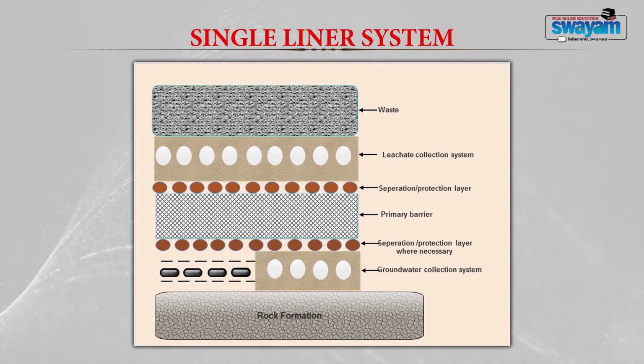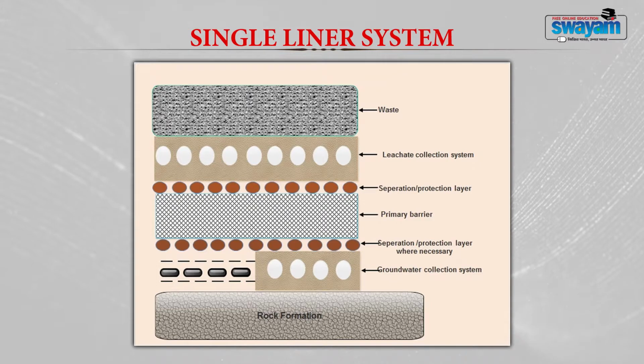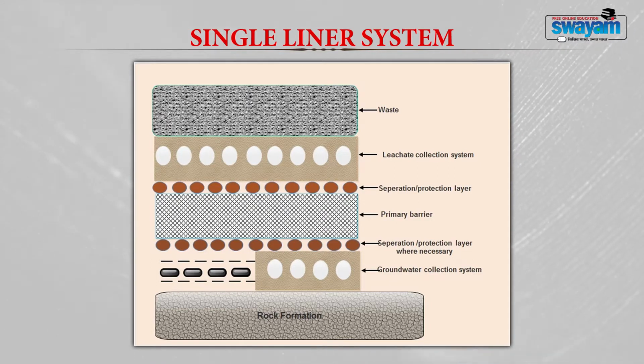Now, below the leachate collection system you have a primary barrier, and this primary barrier is lined on either side with a protection layer, and below that you have a groundwater collection system. As I told you, the groundwater collection system is not a compulsory option in any liner system. Now, the primary barrier can be clay, on either side you can have bentonite-enhanced soil or any other geomembrane or any synthetic membrane.